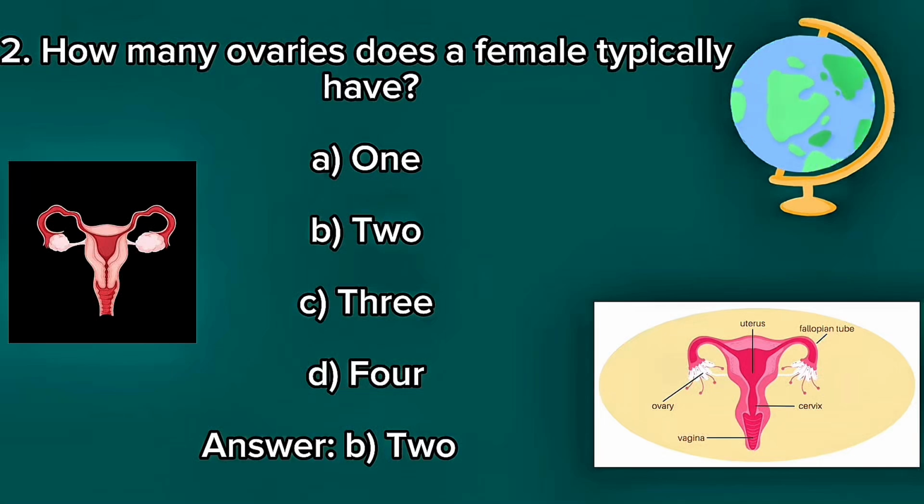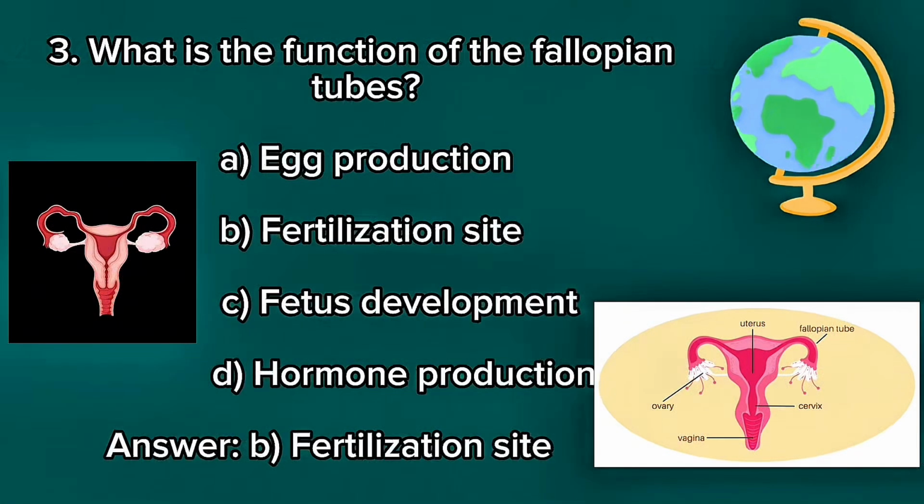A. 1, B. 2, C. 3, D. 4. Answer, B. 2. 3. What is the function of the fallopian tubes? A. Egg production, B. Fertilization site, C. Fetus development, D. Hormone production. Answer, B. Fertilization site. 4.